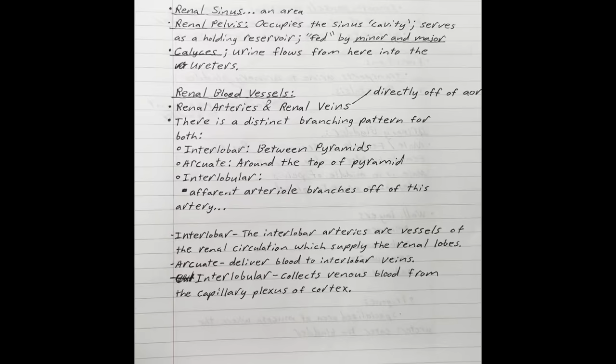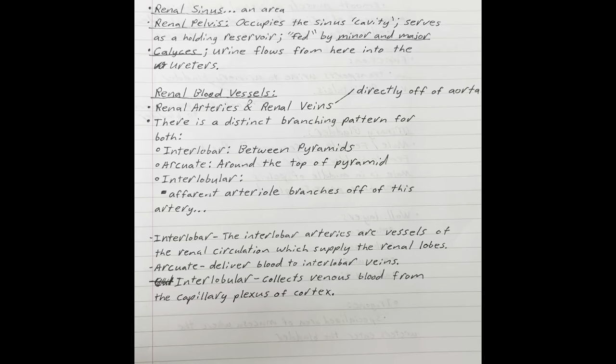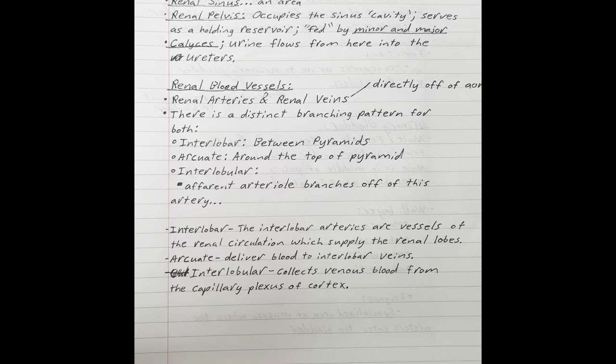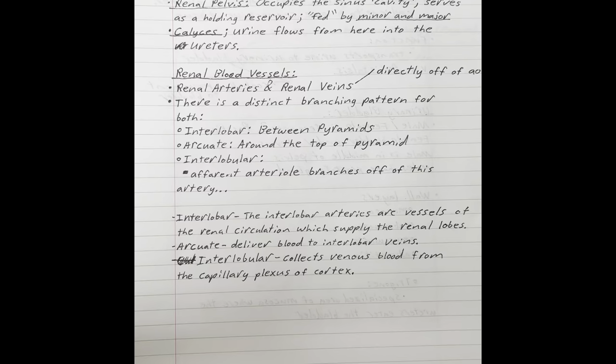Renal medulla, center of kidney. Renal pyramid, the tip of each pyramid is called a papilla. This leads to a minor calyx. They contain one part of the renal tubule, specifically the loop of Henle.